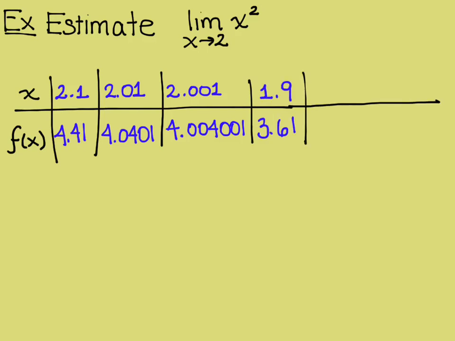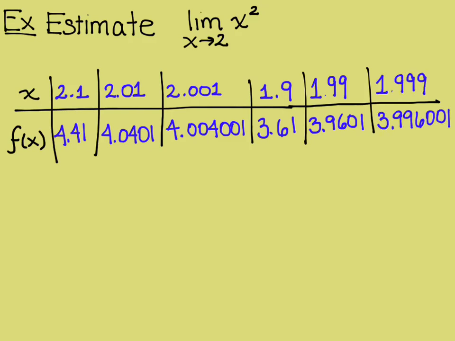I can also try values of x that are less than 2. This might include things like 1.9. When I plug that into x squared, I get 3.61. If I wanted to get closer to 2, I could try 1.99, and I get 3.9601. And if I wanted to get even closer to 2, I could try 1.999, and I end up with 3.996001. So once again, I used a calculator for all these computations.